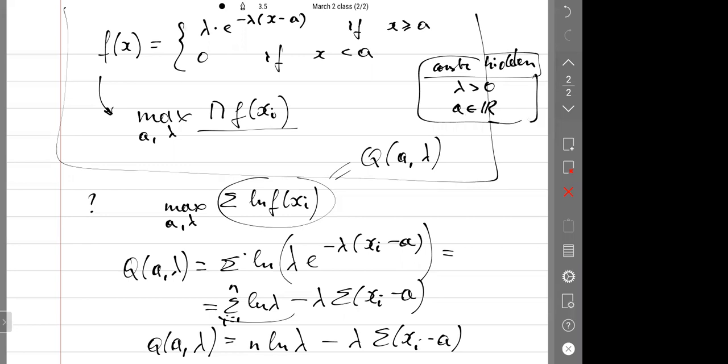But in this function, what is the meaning of parameter A? Parameter A is a shift parameter. It will shift the distribution. We can shift the distribution to the right, or probably to the left. So I will just distinguish: what you are saying, Stepan, is right in that sense, but it's a result of optimization.